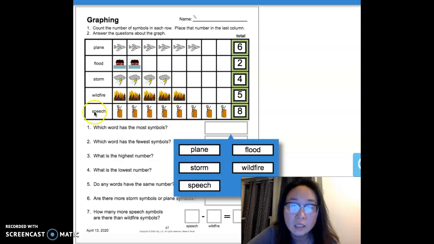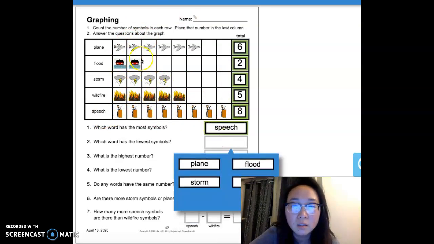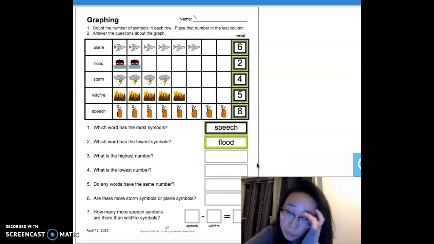The answer is speech. Speech has 8, which is the most. So we're going to put speech. Number 2 says, which word has the fewest symbols? So the least amount. Which one has the least? So we know it's not speech because speech has the most. The answer is flood. Flood only has 2, so it is the least amount.